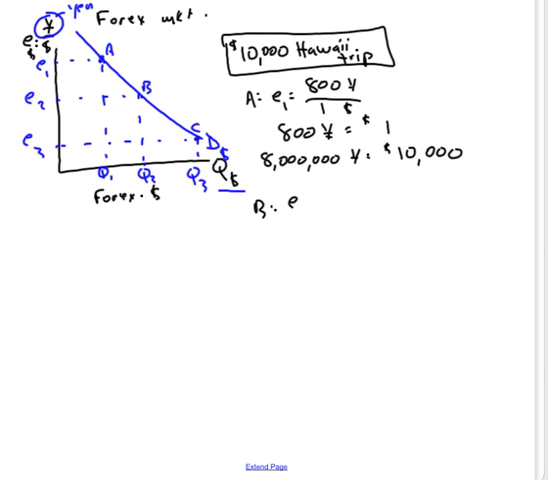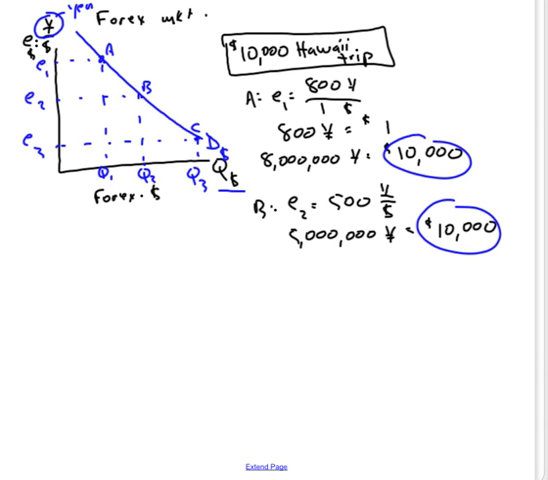Let's say the value of the dollar falls to 500 yen per dollar. At 500 yen per dollar, now it only costs 5 million yen. So it's the same trip to Hawaii. The same trip to Hawaii used to cost a Japanese consumer 8 million yen, now only costs 5 million.